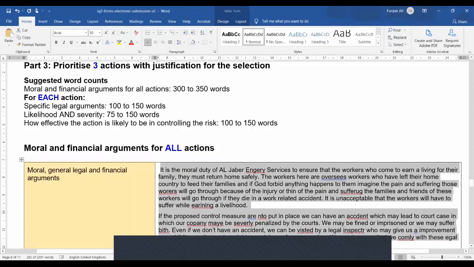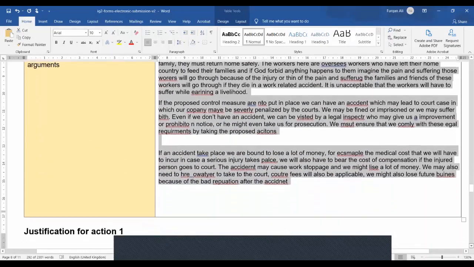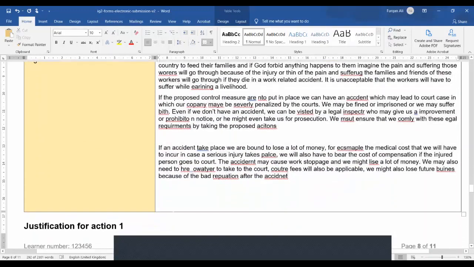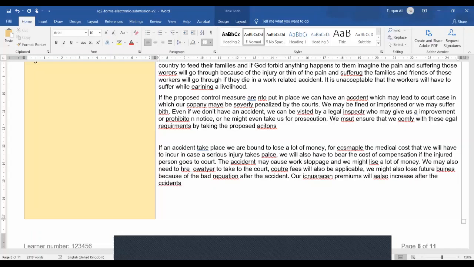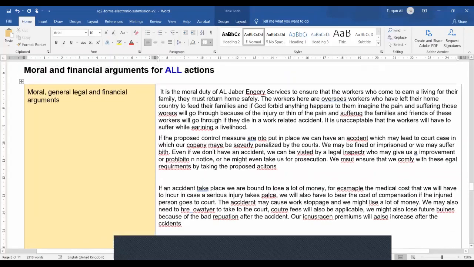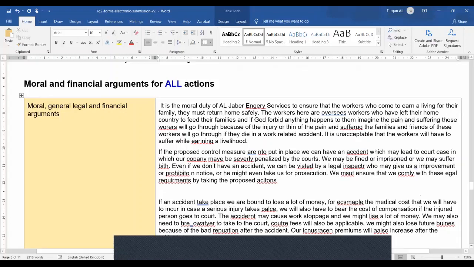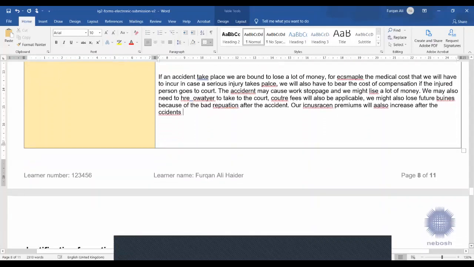Okay, I have completed only 292 words, so I need to mention more of the costs. Our insurance premiums will also increase after the accident. So now I've completed 300 words. Okay, so I've completed this section: moral, financial, general legal, and financial arguments. So this is how you need to give the arguments here.